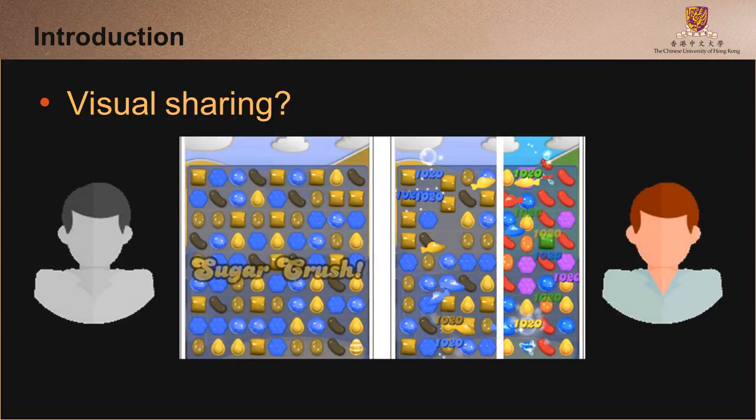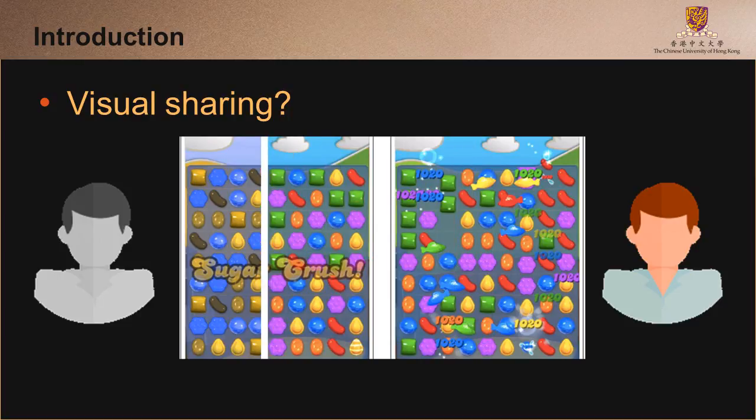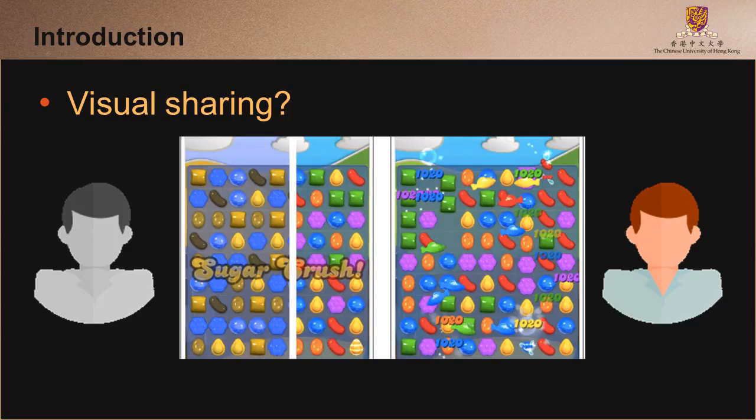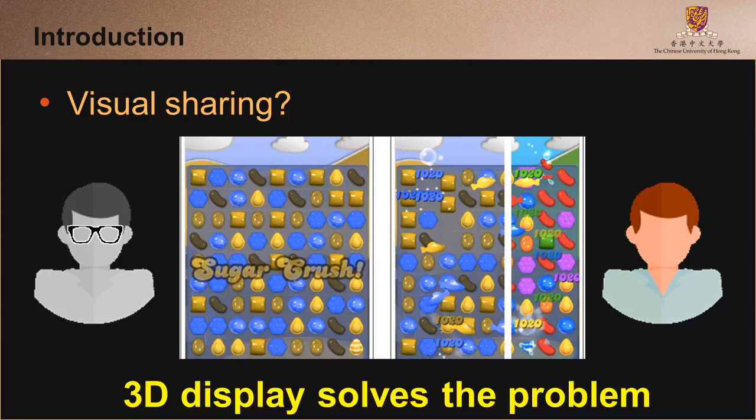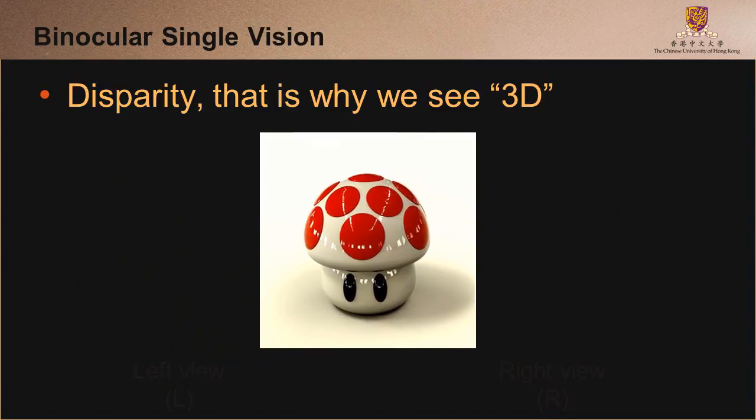So, can we find a visual sharing method such that colorblind can distinguish the colors while normal people would not notice the difference of the image? The low-cost 3D display nowadays helps to solve the problems. The 3D display provides two different views to the audiences. Usually, the difference is the object's positions in the image, which is also called disparity. That's why we see the 3D effect.